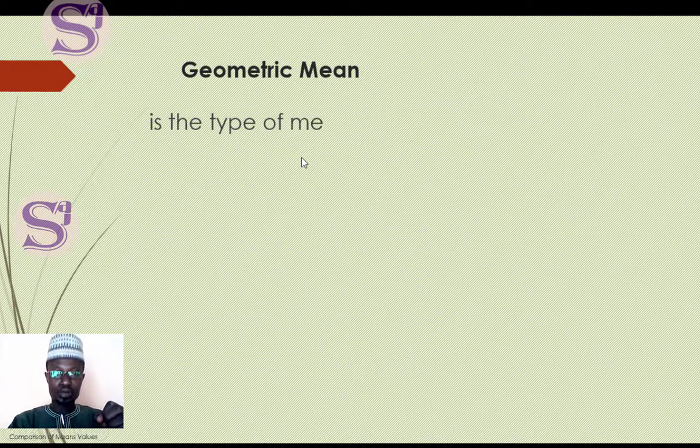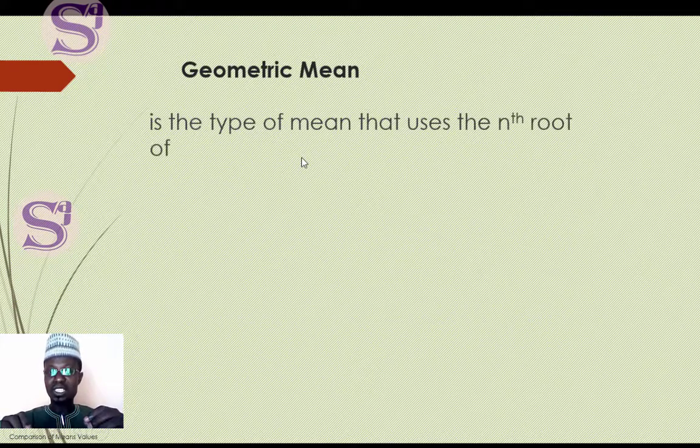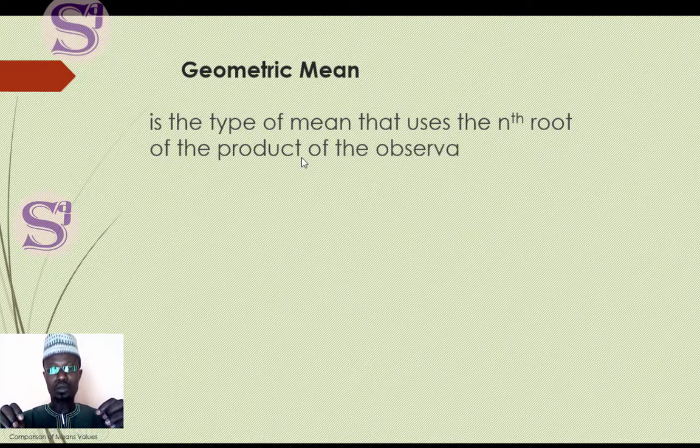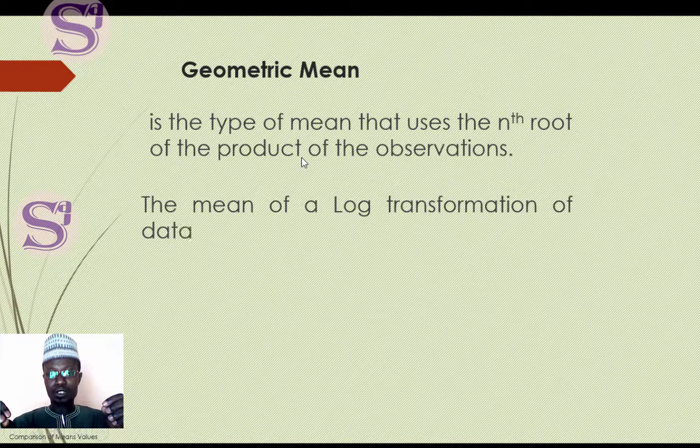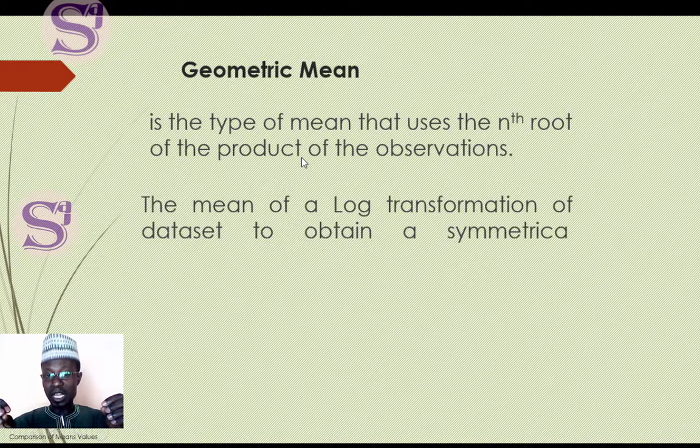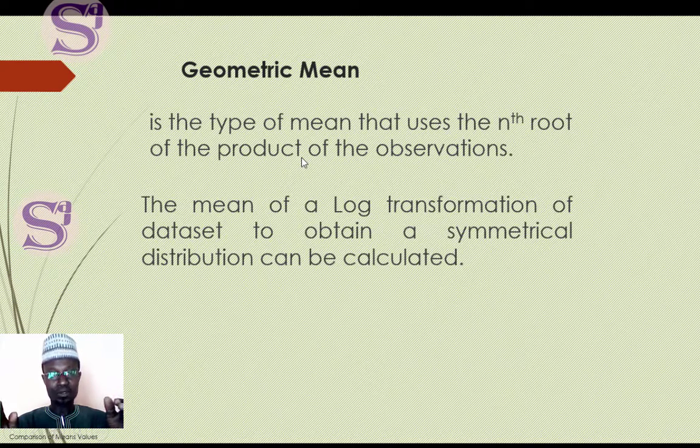Now, the geometric mean is the type of mean that uses the nth root of the product of the observations, and it is very sensitive to outliers. Very sensitive to outliers in the sense that you transform the data to be normally distributed by transforming the data to become log data. Once the data are in logarithm form, it is easier to compute the mean and determine the central position of the mean.